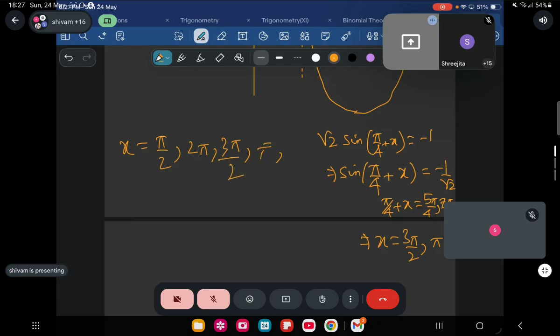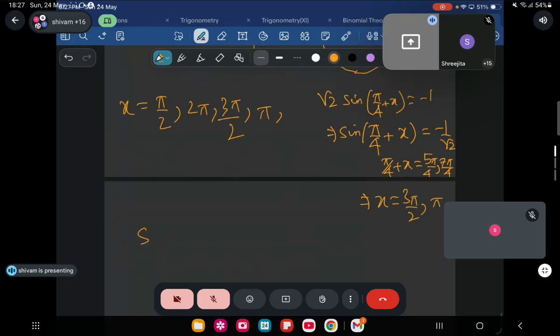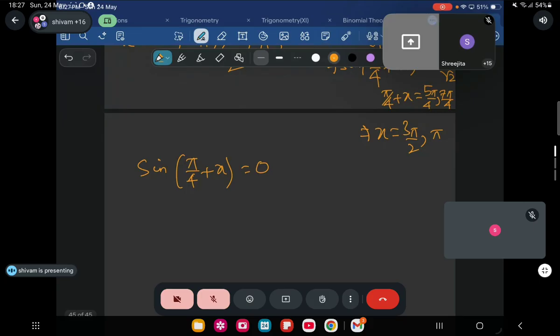Have I written it? Achha, then we have to check for x equal to 0 also. For 0, what will I get? I'll get sin(pi by 4 plus x) equal to 0. Tell me, for what values of x is sin(pi by 4 plus x) equal to 0?